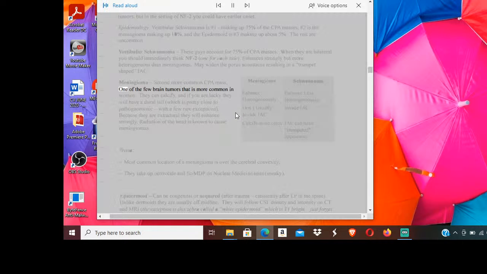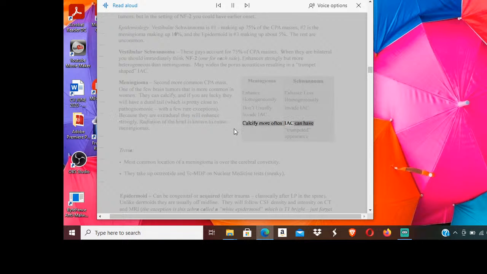One of the few brain tumors that is more common in women. They can calcify, and if you are lucky they will have a dural tail, which is pretty close to pathognomonic, with a few rare exceptions. Because they are extra-axial they will enhance strongly. Radiation of the head is known to cause meningiomas.